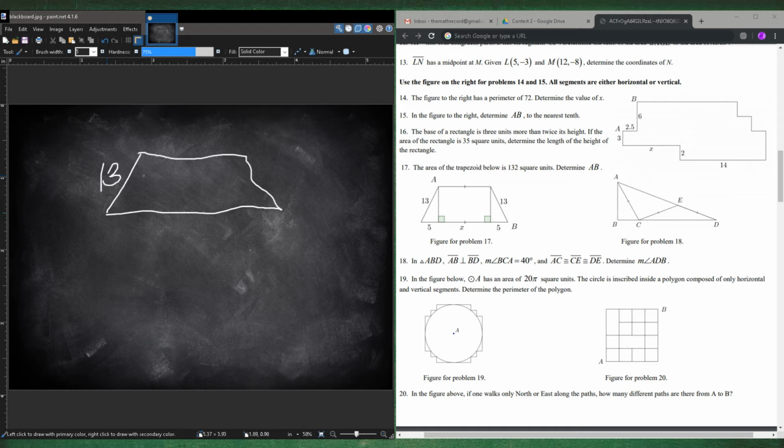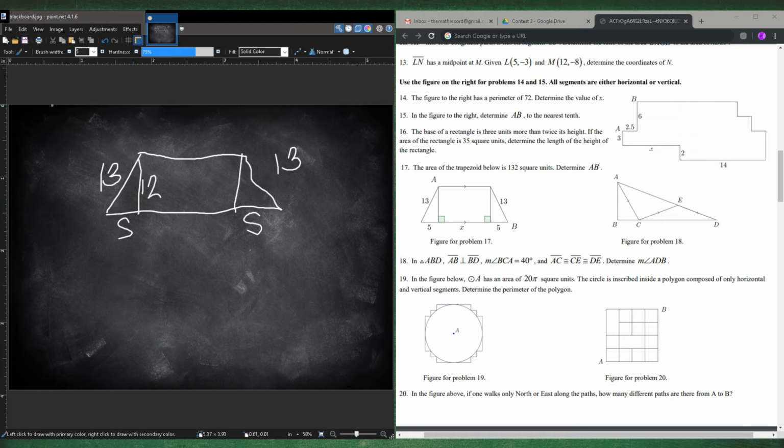Here, that's 13, and that's 5. And that's 5, and that's also 13. I know the height has to be 12 for the triangle, because this is just a Pythagorean triple. 5 squared plus 12 squared equals 13 squared, so that's 12.